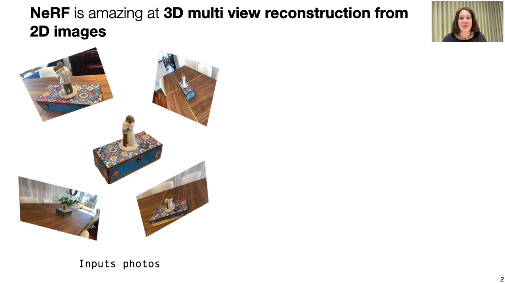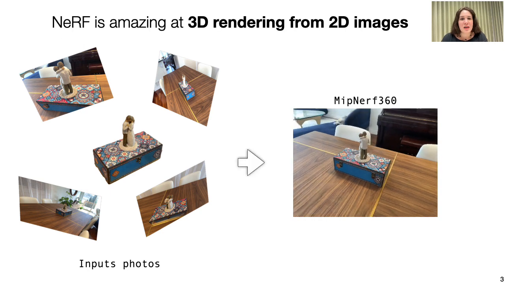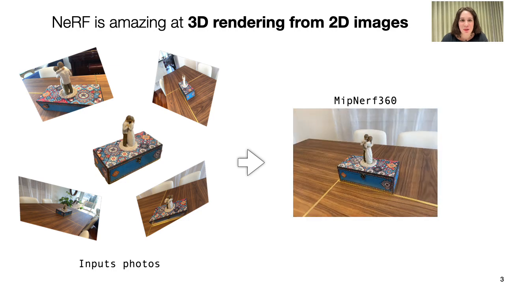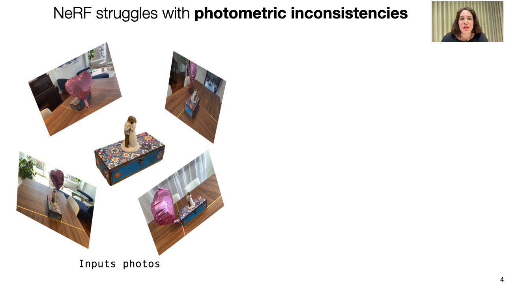As we know, NeRF is great at multi-view 3D reconstruction from a sparse set of 2D images. So given a set of images, methods like NeRF 360 can perfectly render the scene from all new viewpoints. But if you're given bad images, you get bad results.